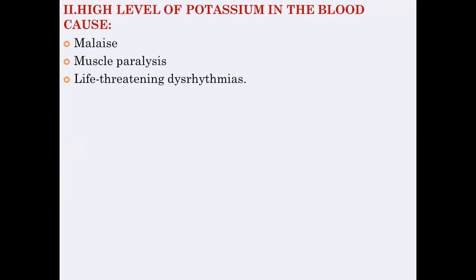Next, moving on to a high level of potassium in the blood. It can lead to conditions like malaise, where the patient will be lethargic and feel weak, sick, and tired. Then muscle paralysis: due to excessive buildup of potassium and waste products, the patient will start to have leg cramping, and because of that muscle paralysis can occur. Next are life-threatening dysrhythmias, as the patient is at high risk of having hypertension, so this condition can also occur.